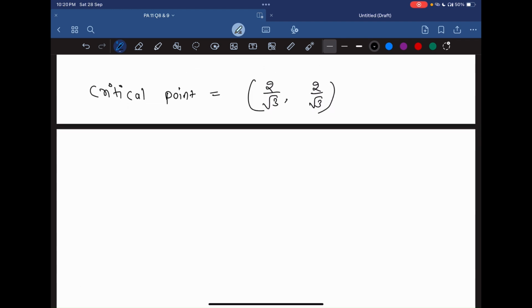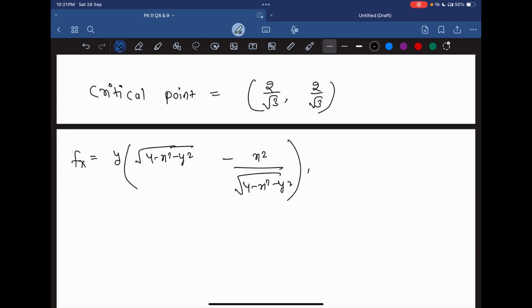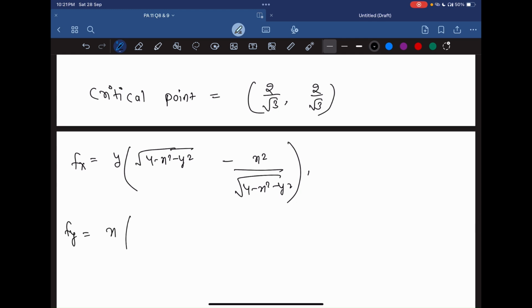Now we have to check the function value at this point. Also, we have to first verify whether this critical point is the point of maximum or not. For that, we have to do the Hessian test, and for that, we need to calculate the second order partial derivatives. So, remember, our partial derivative with respect to x was y into under root 4 minus x square minus y square minus x square divided by square root 4 minus x square minus y square, and our fy was x into 4 minus x square minus y square minus y square divided by.